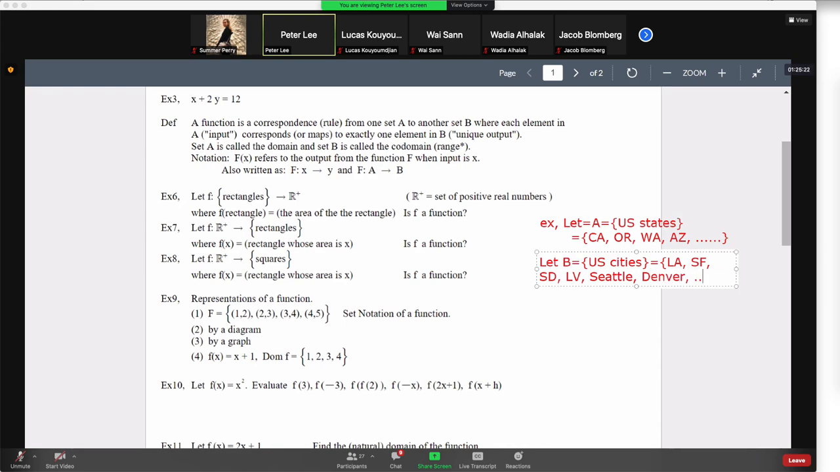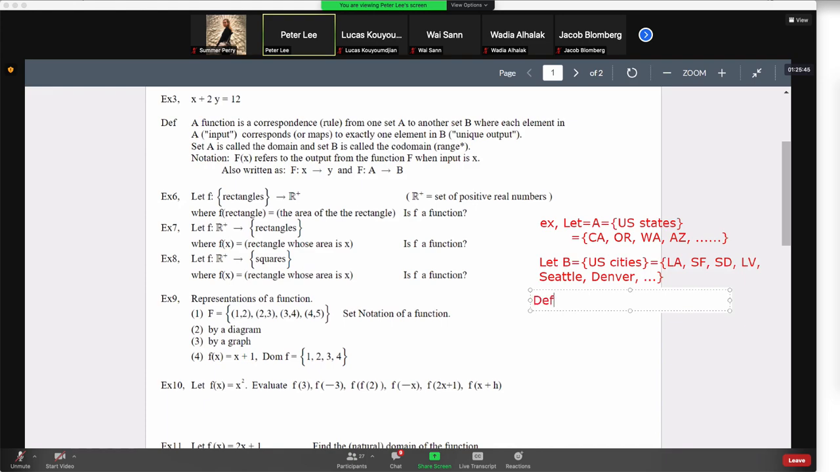How many cities are there in the U.S.? There are zillions of cities, right? All the U.S. cities, not the world cities, but the cities in the U.S. So these are all the cities here. Of course, Santa Monica is a city too. So now let's make a correspondence.